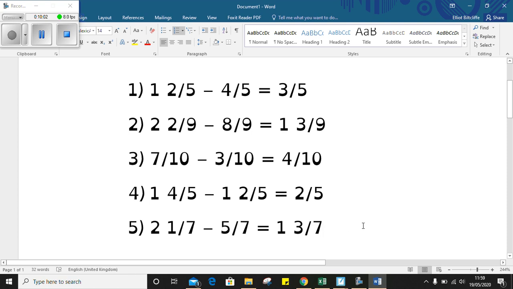If you've struggled on any of those, draw your bar models out again and have another go on those.